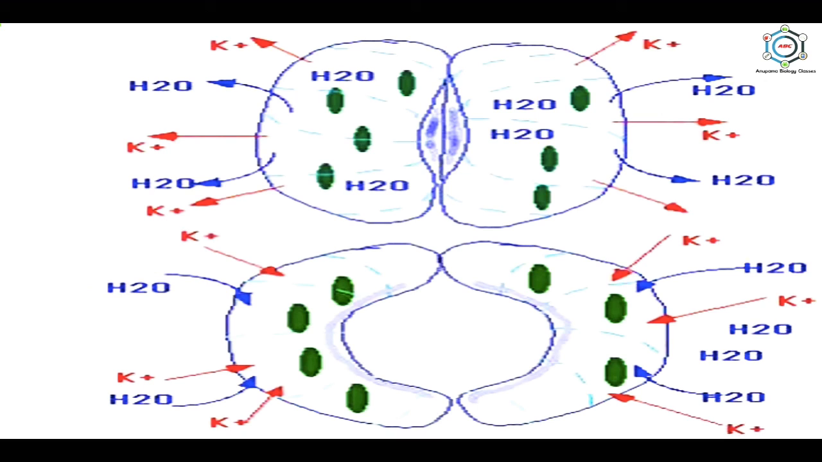Increased concentration of potassium ion and malate ion in the vacuole of guard cells causes sufficient osmotic pressure to absorb water from the surrounding cells. So, increased turgor of the guard cells due to entry of water causes the stomatal pore to open.